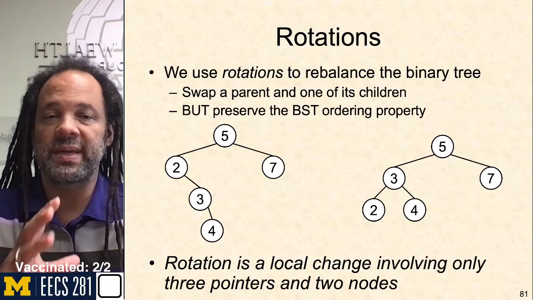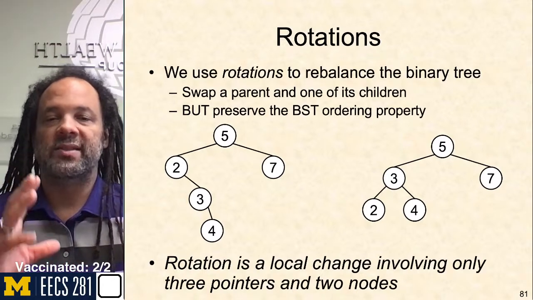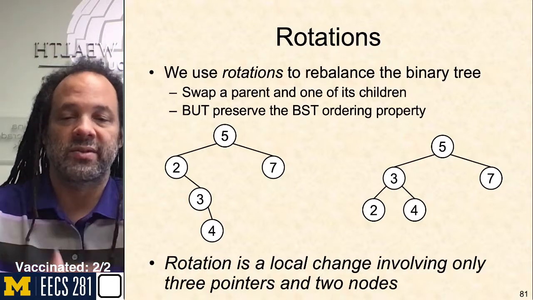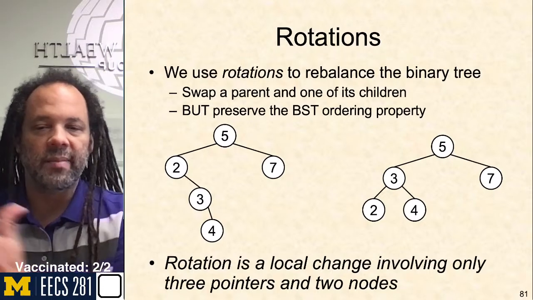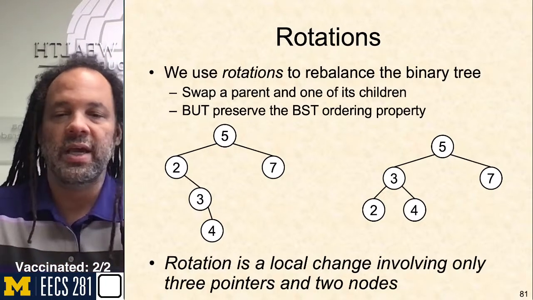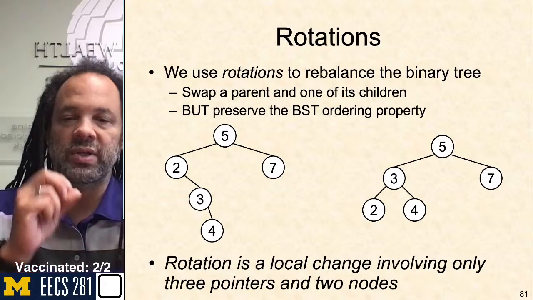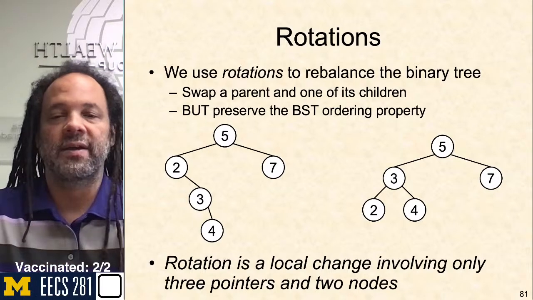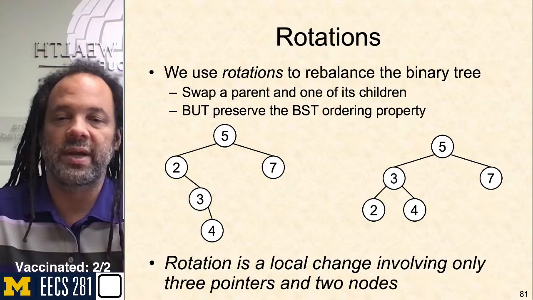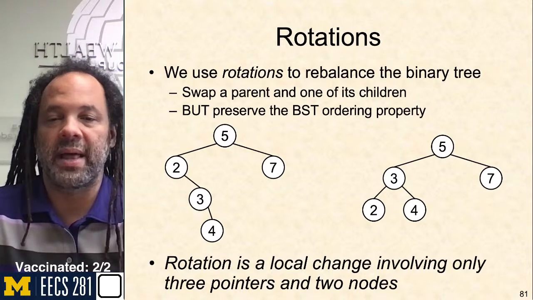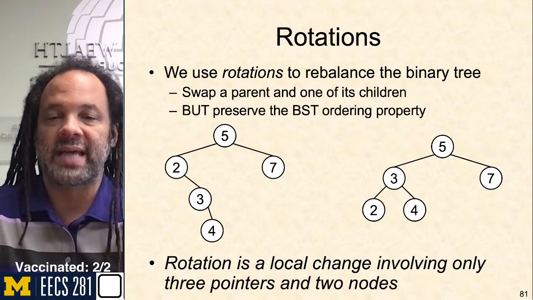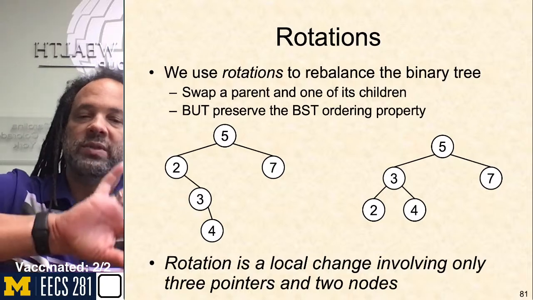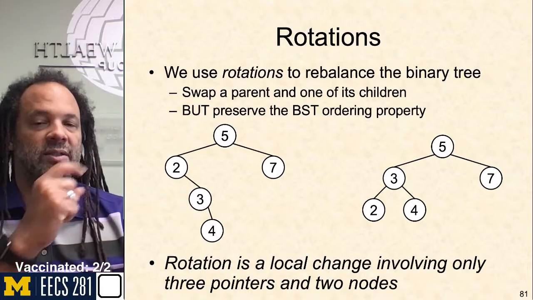We have to preserve the BST ordering, but that swap is going to allow us to balance the tree out. It says here at the bottom, rotation is a local change involving only 3 pointers and 2 nodes. So this tree we have on the left here, 5 with 2, 3, and 4 in its left subtree and 7 in the right subtree, is clearly unbalanced. We've seen it before. How do we fix it? We're going to do a rotation, and it's going to end up looking like the tree on the far side.